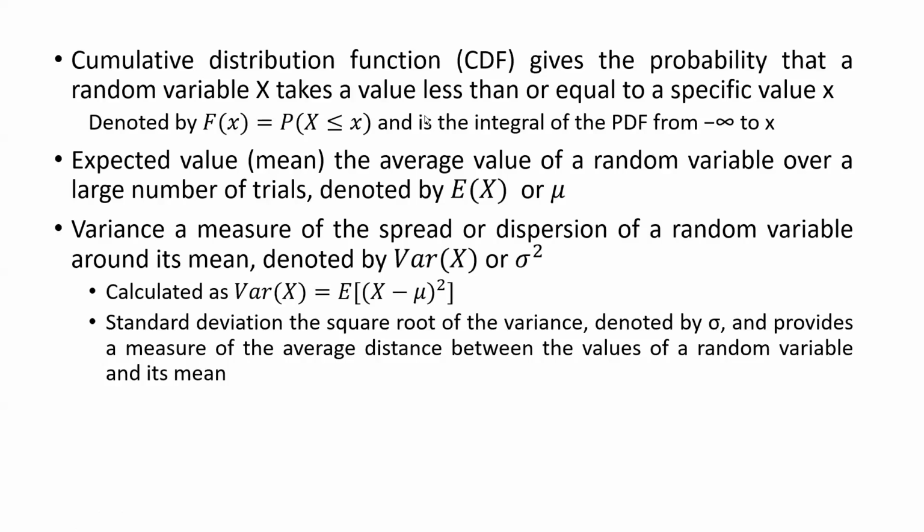Now, the expected value is the theoretical average. This is the average value of a random variable over a large number of trials. It is denoted by E of x or say mu. And variance is a measure of the spread or dispersion of a random variable around its mean, and it is denoted by variance of x. The variance of x equals the expected value of (x minus mu) squared. After taking its square root, we come up with sigma, called the standard deviation, and that is a measure of the average distance between the values of the random variable and its mean. Next.